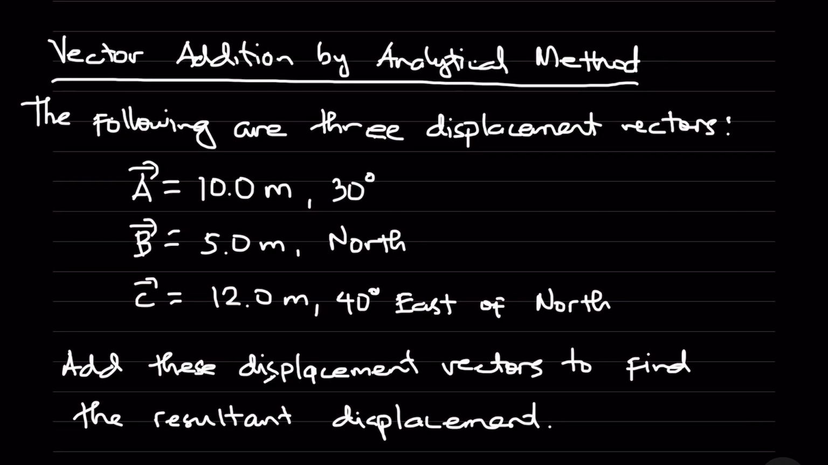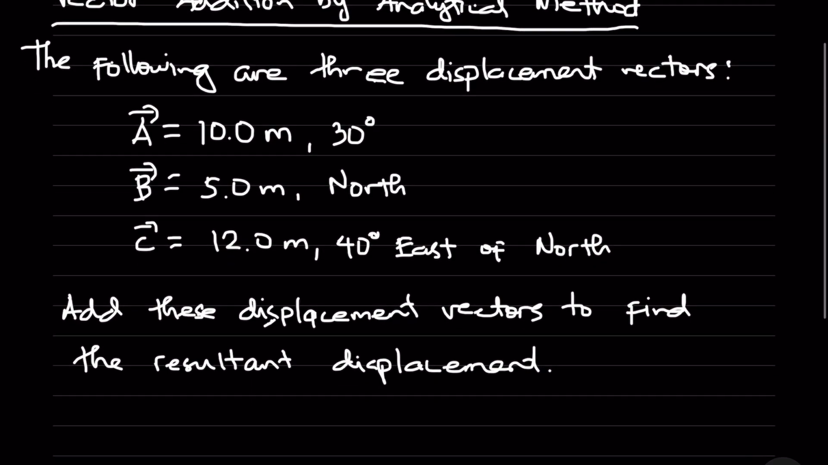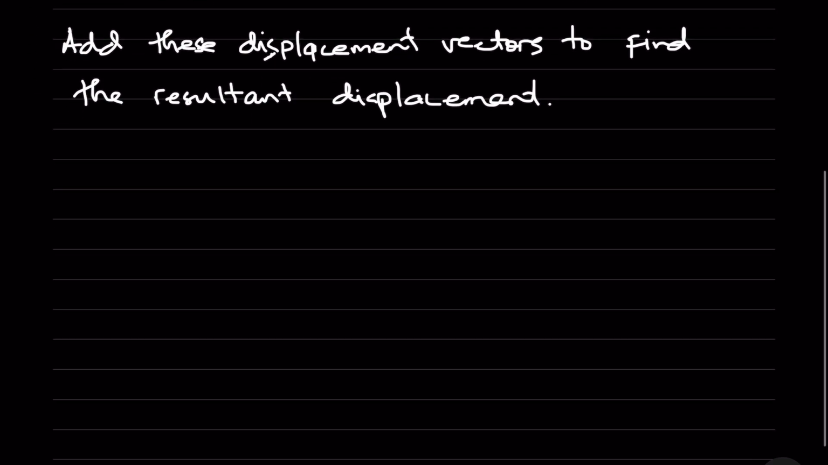Let us have an example. The following are three displacement vectors. Vector A has a magnitude of 10 meters, direction is 30 degrees. Vector B is 5 meters north. Vector C is 12 meters, 40 degrees east of north. Add these displacement vectors to find the resultant displacement.